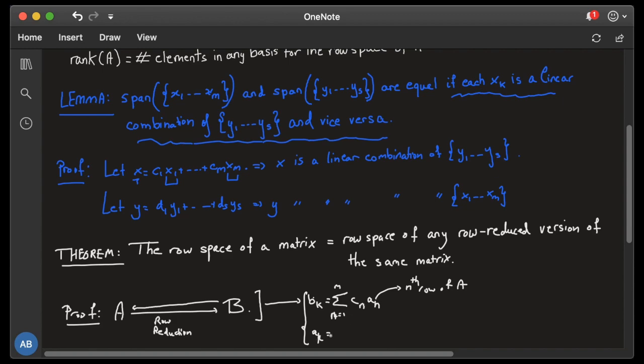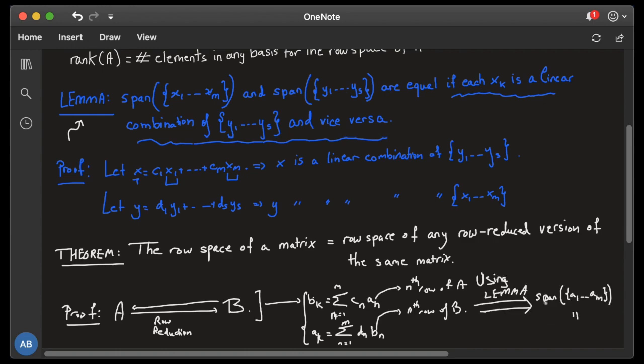That is, the kth row of A could be written as a linear combination of the rows of B, right? By using this lemma, since x_k is a linear combination of the y's and vice versa, my x_k's here are the a_k's, and my y's, if you will, are the b_n's. Then both are satisfied, which means that the span of the a's is equal to the span of the b's, right? Well, what does that mean? What does it mean that the span of my a's is equal to the span of the b's?